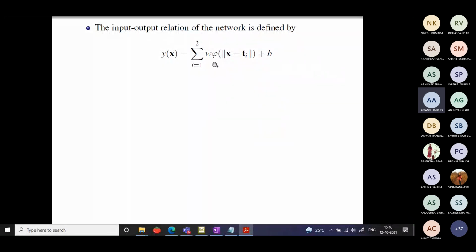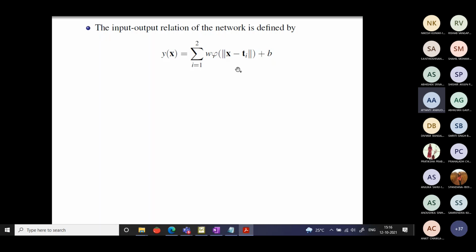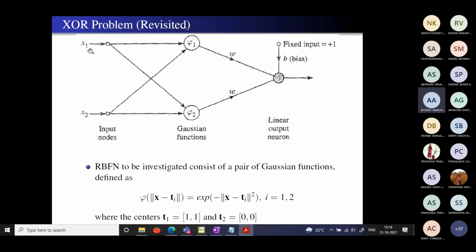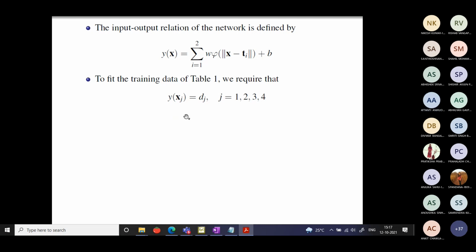We have used w here, equally weighted whatever it may be, and due to this bias, this is added over there. So when I go to fit the training data of table one, not mentioned explicitly, meaning all those (0,0), (1,0), etc. combinations of the XOR gate inputs, we require that y(x_j) equals d_j. This is nothing but a typical interpolation problem in the strict sense.